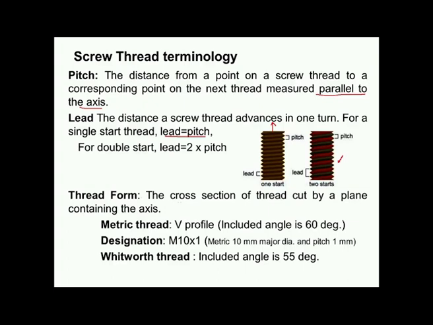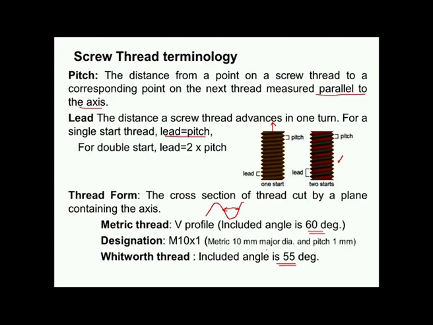Now, thread form is the cross section of the thread cut by a plane containing the axis. For example, in the case of metric thread, we will be having a V profile like this. So, this is the thread form or thread profile. In case of metric thread, this included angle, which is known as thread angle, is equal to 60 degrees, and in the case of Whitworth thread, the included angle is 55 degrees.